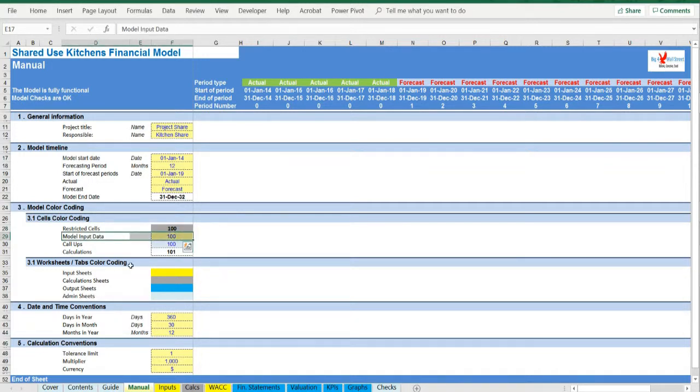Inputs are always depicted with a yellow fill and blue letters. Call-ups, that is direct links from other cells, are filled in light blue with blue letters while calculations are depicted with white fill and black characters. There is also a color coding for the various tabs of the model. Yellow tabs are mostly assumptions tabs, gray tabs are calculations tabs, blue tabs are outputs tabs, that is effectively results or graphs, and finally light blue tabs are admin tabs, for example, the cover page, contents, and checks.